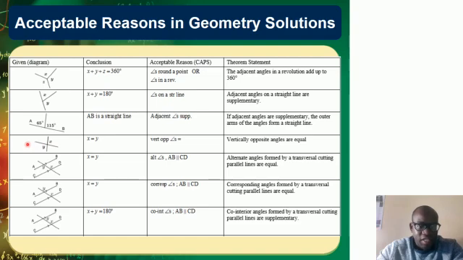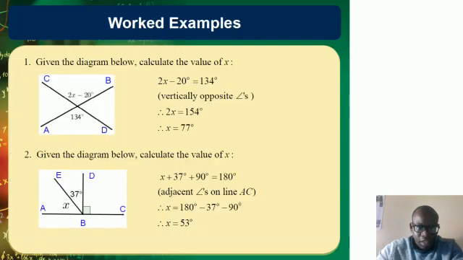What can I see? Vertically opposite angles, they are equal. Alternating angles, corresponding angles, and co-interior angles. Please learn how to write the acceptable reasons as written in our CAPS document. I've attached 2 examples to illustrate what I've been talking about.